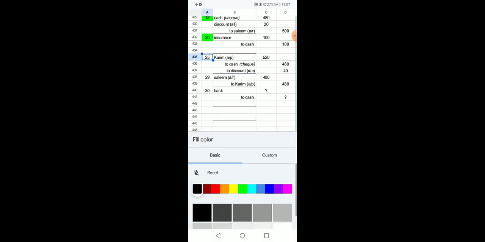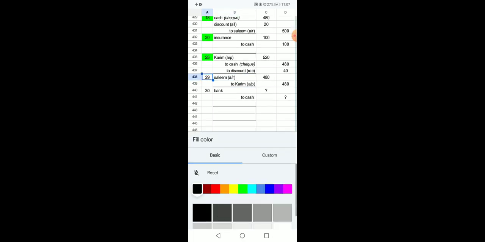It was also possible to write 40 over here. Then you were supposed to repeat Kareem over here, 25 over here. But since the reference of 480 and 40 is the same, Kareem, and the date is the same, 25, that is why you have chosen the same row. The 25th entry was having two elements, cash and discount, and both have been posted. The 25th entry is completed. Now mark it as done.